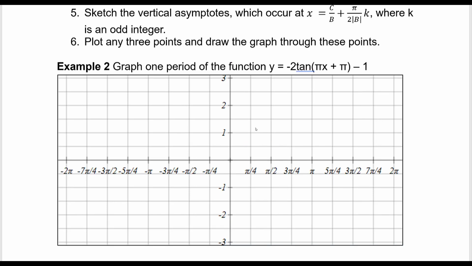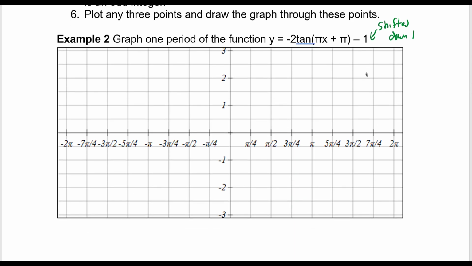Okay, so we're looking at y equals negative 2 tangent of pi x plus pi, minus 1. So right now it's going to be shifted down by 1. Our period is going to be pi over pi, which is 1.